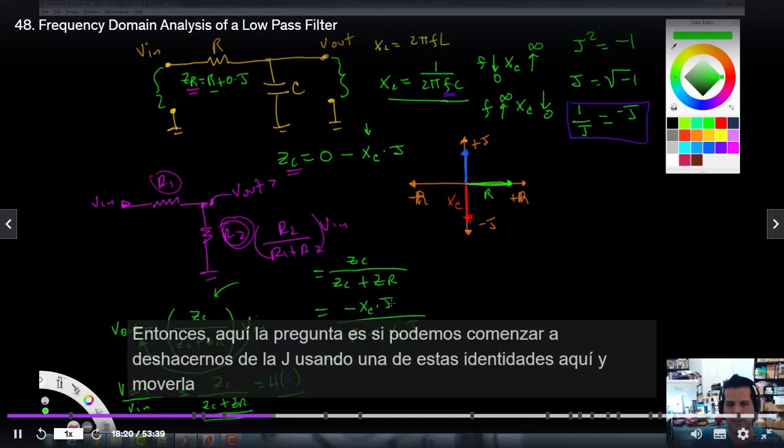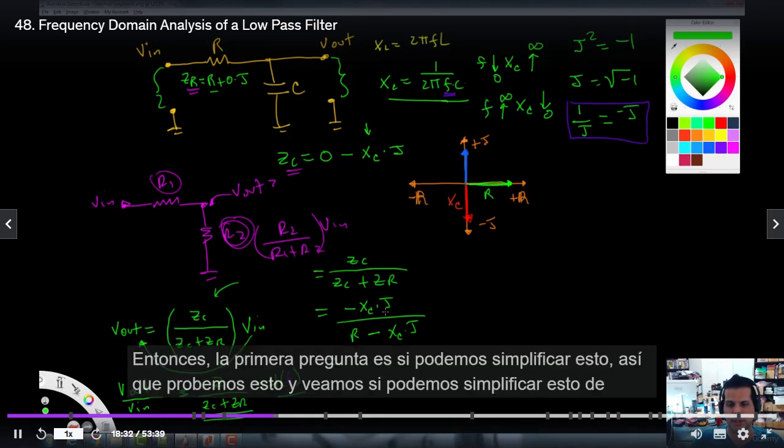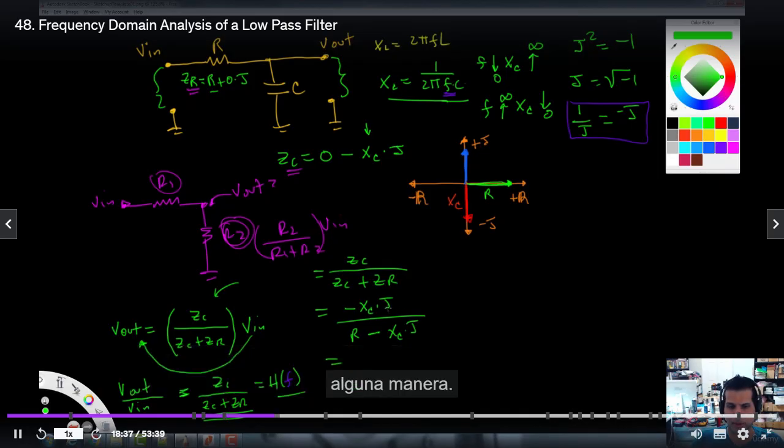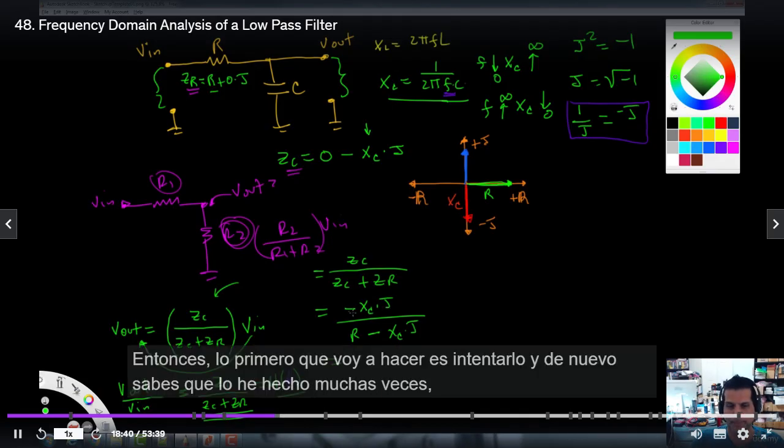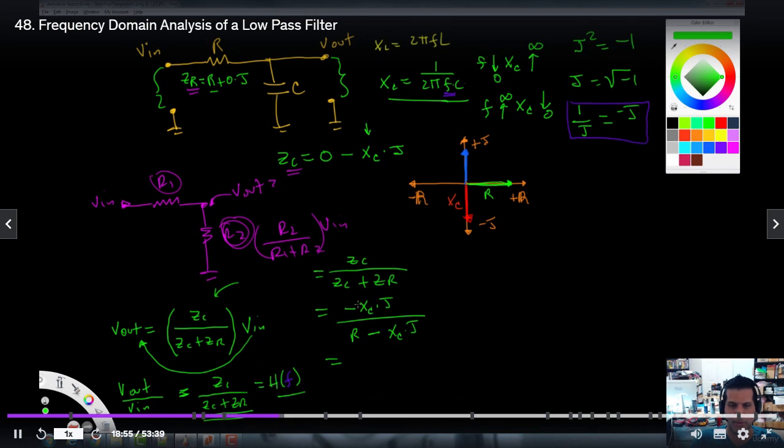So the question is, can we start getting rid of the j by using one of these identities and moving it around, that kind of thing? That's what we're kind of interested in doing. So the first question is, can we simplify this? So let's give this a try and see if we can simplify this somewhat. The first thing that I'm going to do is, and again, I've done this a bunch of times, but each time I kind of do it differently, so you can just see what happens here.